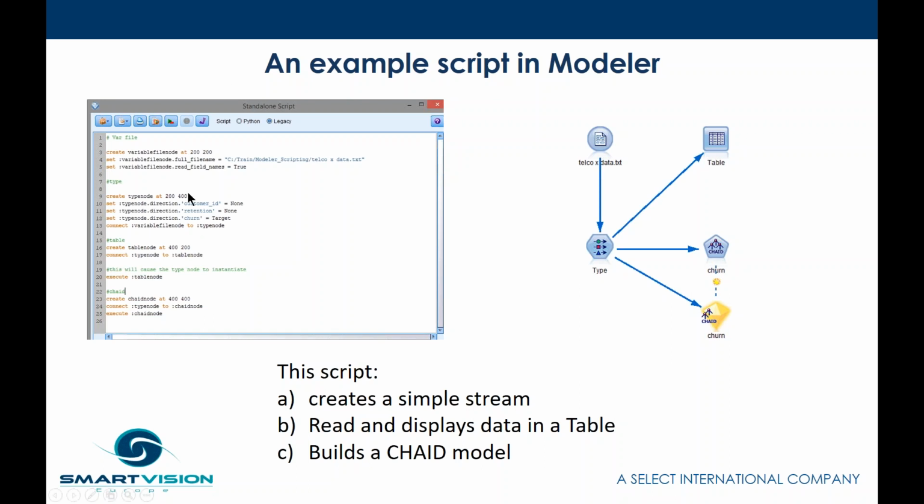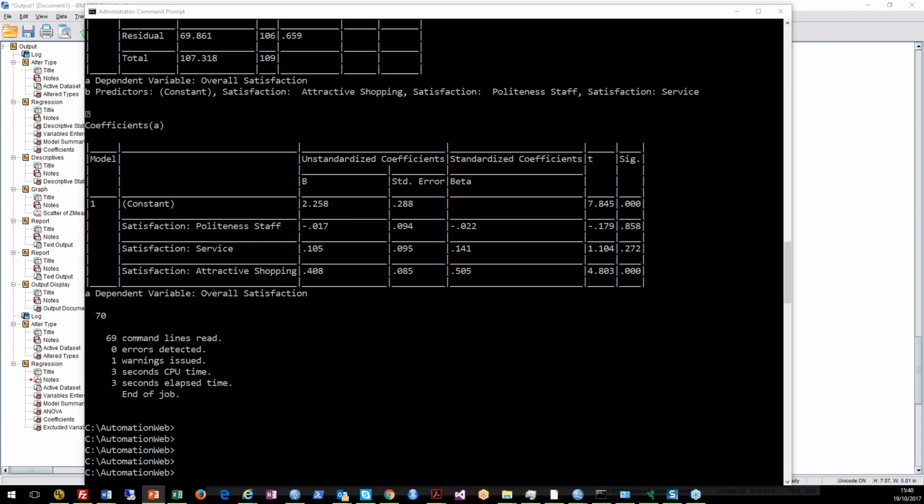So here's an example. Actually, this is legacy code. We'll see some Python code later of a script that will effectively start from a blank canvas, so an empty stream, and will build the stream. It will add the nodes to the stream, put them in certain positions, and then run them in order. It's going to add a data source node and a type node. It will run a table so we can see the data, then add a modeling node and run that modeling node. It's adding a chain node and it will run it. So let me just show you that script in action.